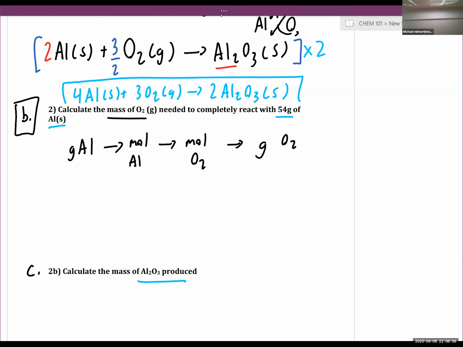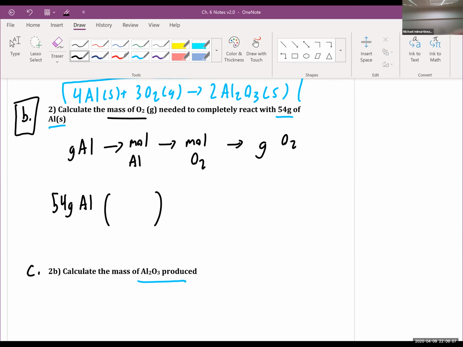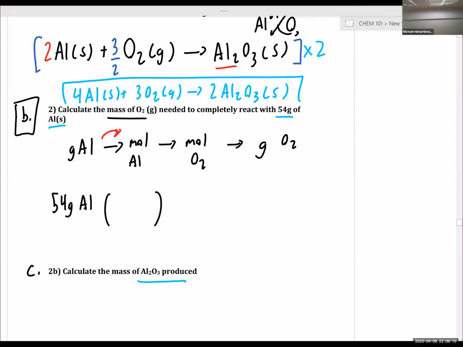Okay, so now that we have our solution map in place, we're going to plug in our starting value. So we're starting off with 54 grams of aluminum. And my question to all of you, if we're going from grams to moles, what conversion factor are we going to use? And don't be shy to type in chat. Yep, the molar mass. So 1 mole of aluminum, from the periodic table, we know consists of 27 grams of aluminum.